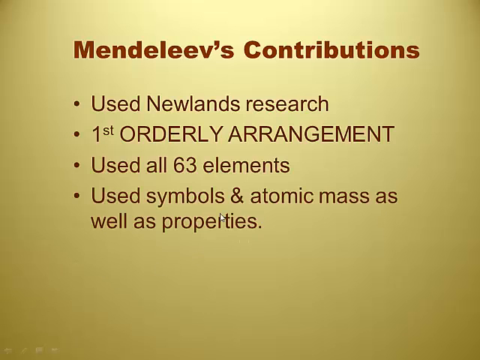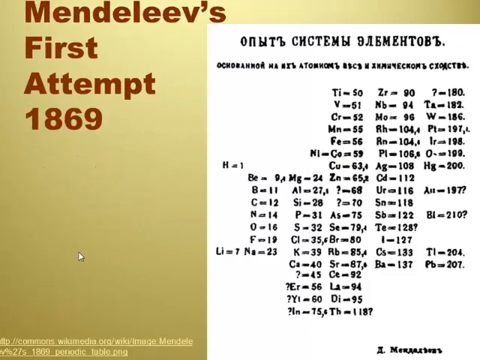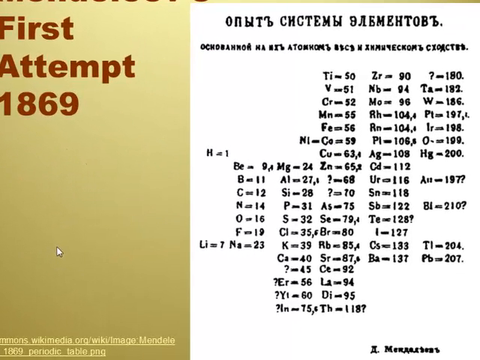Okay, so he also does things by atomic mass as well as properties, and he uses the symbols. He's just coming up with a different arrangement. What Mendeleev did that Newland didn't is he left gaps. And he actually made predictions where those gaps were. He expected some element to be discovered later and put in those spots. Exactly. All right. So this is Mendeleev's first attempt.